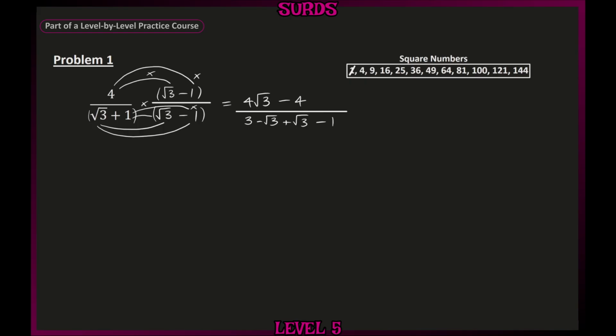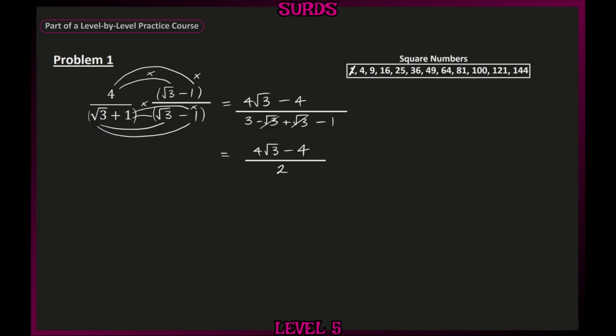Now whenever we do this, if we've done it correctly, these surds at the bottom will cancel out. And we've rationalised because the surd parts have all disappeared. So the numerator remains as 4 root 3 minus 4, we can't simplify anything there, and our denominator is 3 minus 1, which just becomes 2.